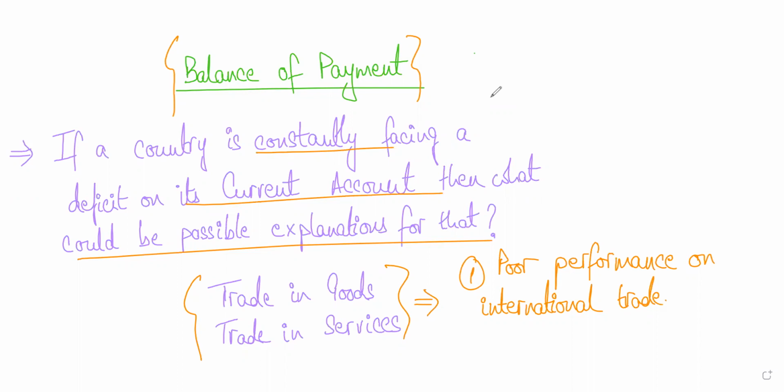We are talking about what the possible explanations are if a country is constantly facing a deficit on its current account. And Pakistan falls in this category. This is true for a lot of developing countries, except for, I guess, India and China, and Brazil as well. So the reason is exactly that the products we export are low value goods compared to the goods that we import. Those are more expensive.